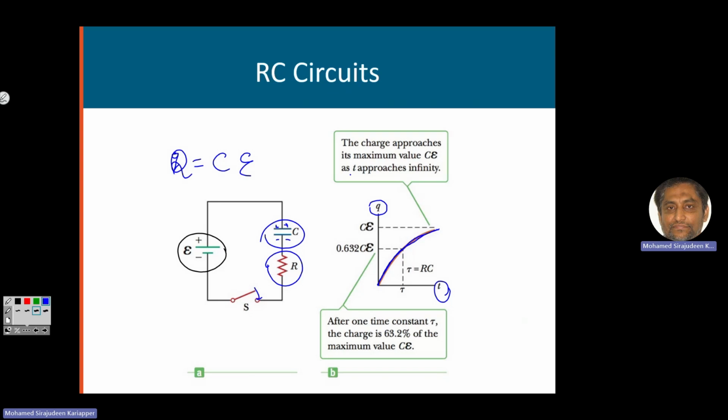So this is the line that describes the charging of the capacitor. It will start with a zero charge and gradually increase and reach this value at the end. Where the potential difference across the capacitor is also the EMF of the battery. And we observe that this charge versus time follows this equation.